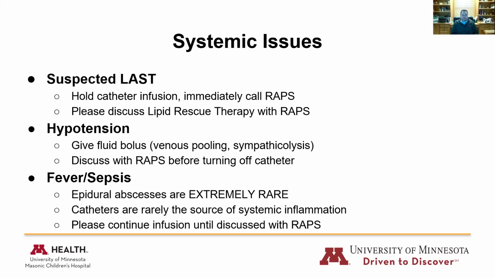It's not so common in the pediatric world compared to the adult world, but what can happen with regional anesthesia is you get venous pooling by sympathetic lysis. Fluid boluses might help initially, and then again, please talk to RAPS before you turn the catheter off. If you have to give more support, that can be discussed obviously as well with pressors or all these things.